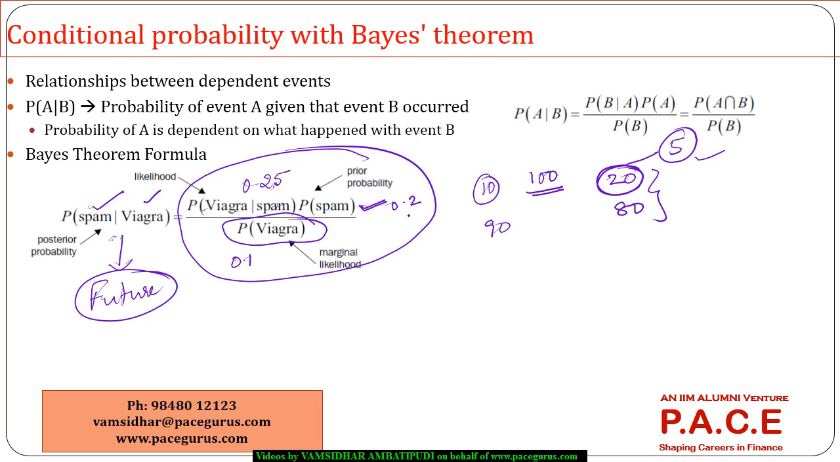So it will come out as 0.25 into 0.2 divided by 0.1, which comes out as 0.5. So there is a 50% chance that it is a spam, 50% chance that it is not a spam. That's how the classification works, and based on these kinds of probabilities, the classification of a particular mail is going to happen using the Bayes theorem.